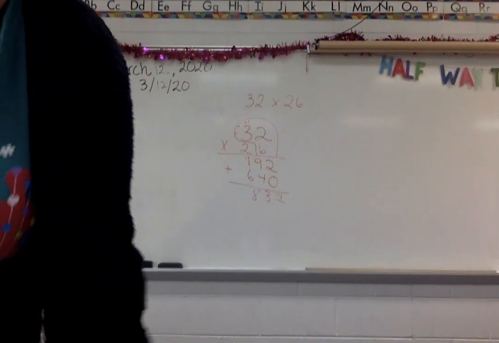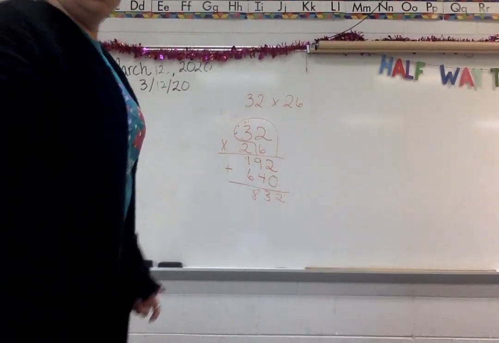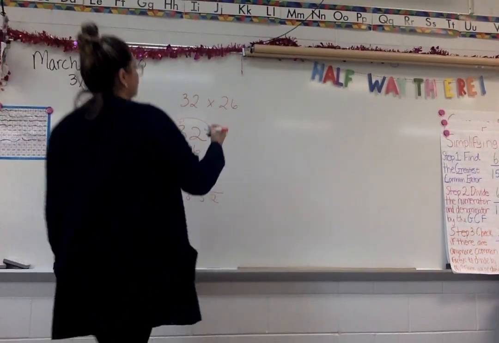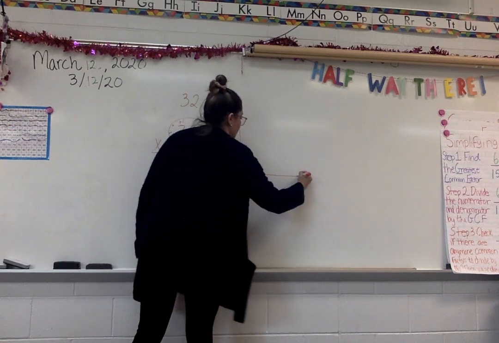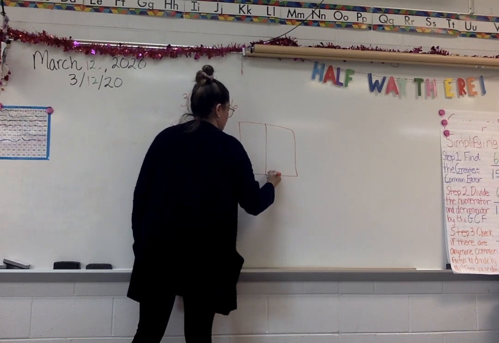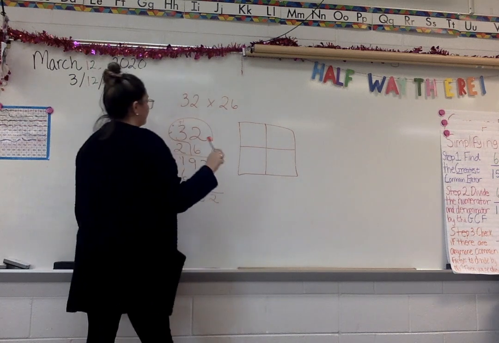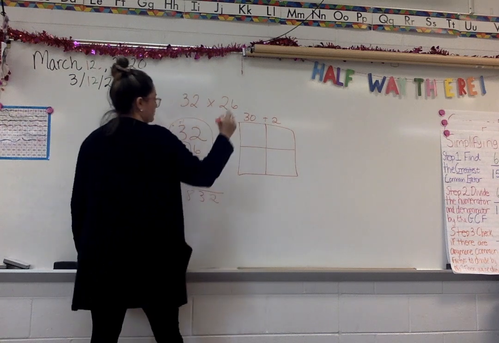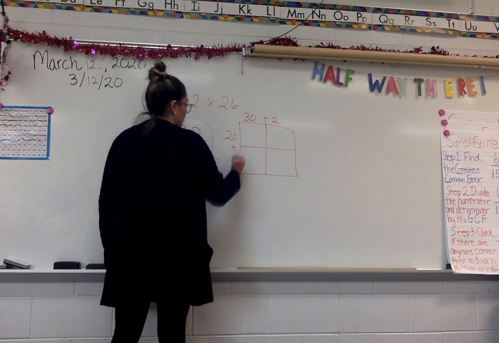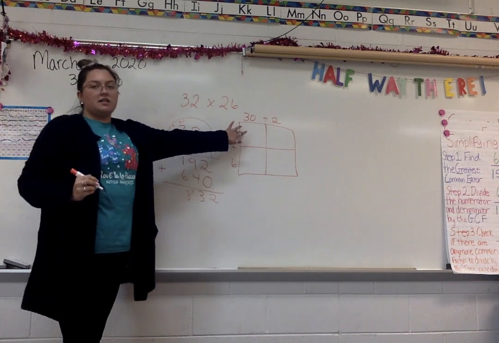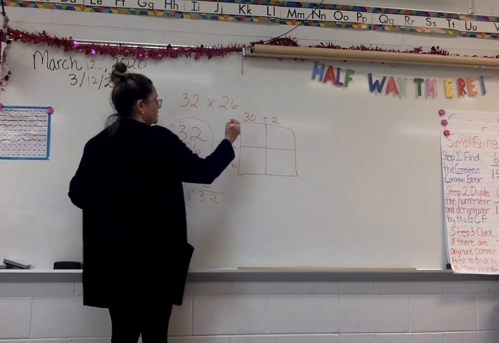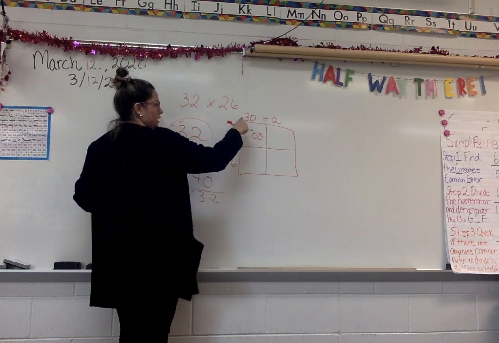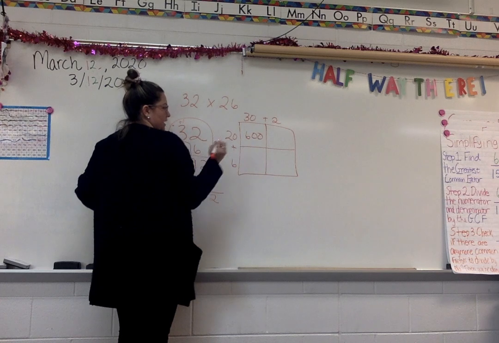And then, let's see. Now I will do area model. Let me turn this so I have some more space. So let's do area. So draw my box. I have 32, so I'm going to do 30 plus 2 times 26, so 20 plus 6. My first box here, this is where I want to start. I'm doing 30 times 20. I see here we have 2 zeros, so I'll carry them down. Then 3 times 2 will give me 6.